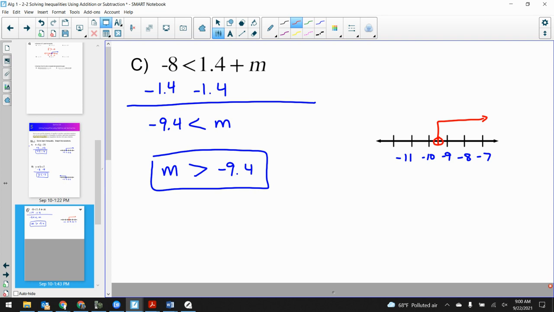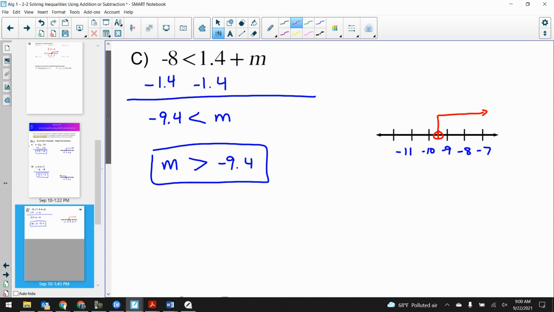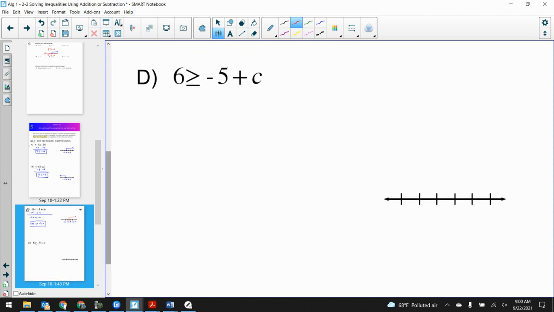Okay, last one of these. 6 is greater than or equal to negative 5 plus c. How do I solve this one? Adding 5 on both sides. So I add 5 here, as well as here, and that gets me 11 is greater than or equal to c. Presto changeo. c, 11.